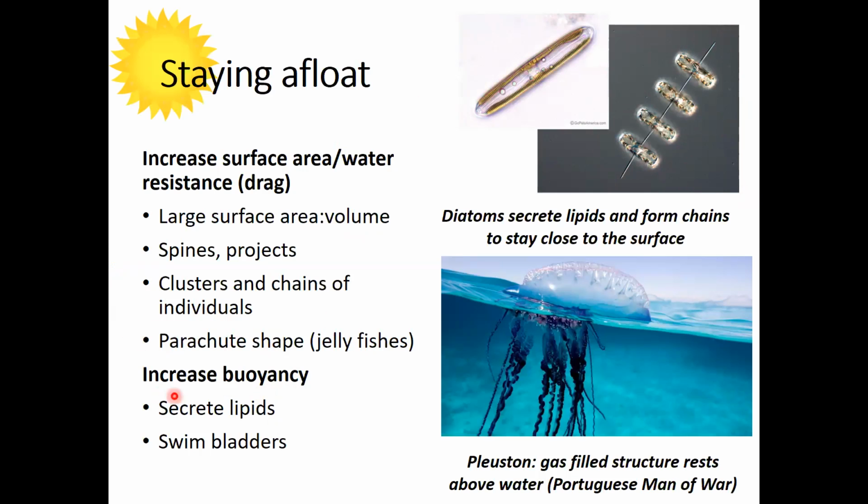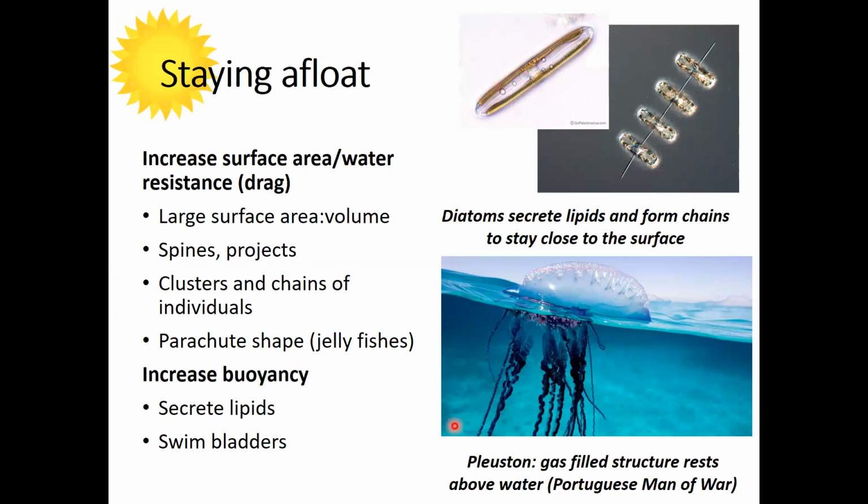Some organisms secrete lipids or oils to increase their buoyancy. We talked about this when we learned about diatoms. The diatom is able to produce these lipids inside its body, and that helps increase buoyancy. And then fishes have swim bladders. They're able to fill this swim bladder with gases to help float and stay near the surface.